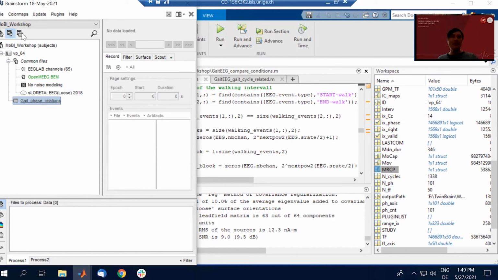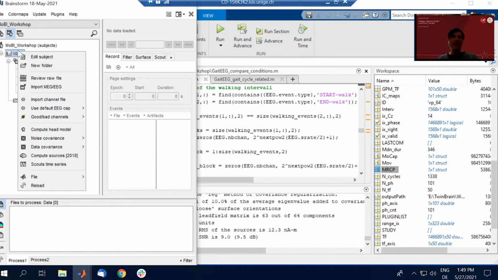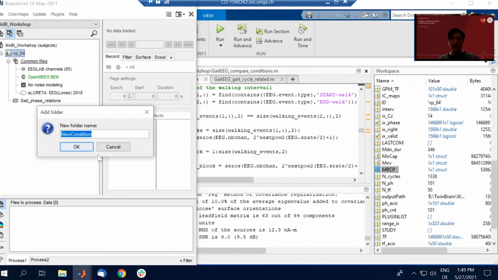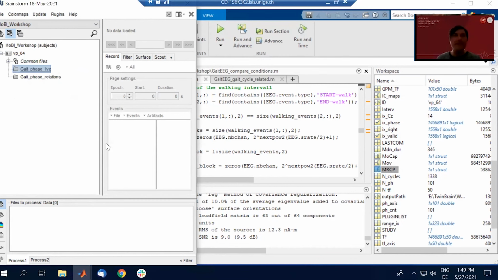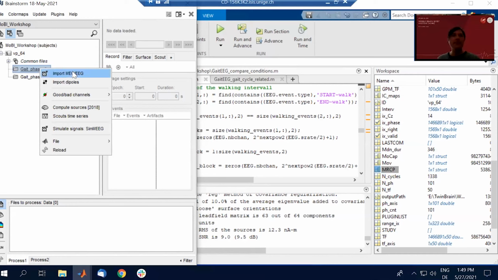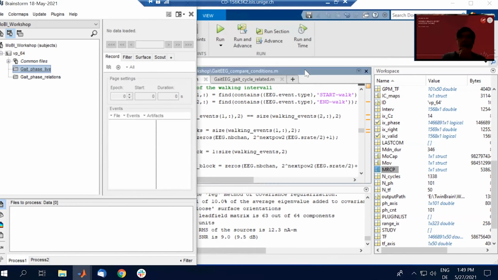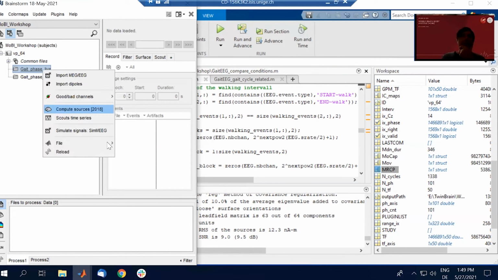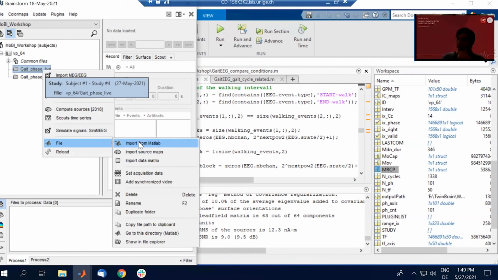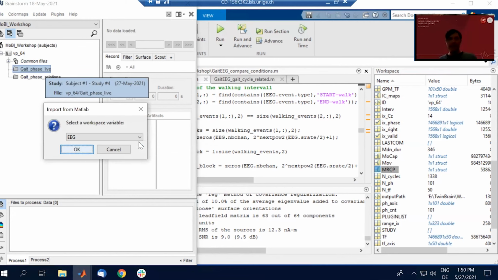We make a new folder for a condition, and that could be just called gait phase live in our case. It's just an empty folder. Now I can right click, import EEG, and import from MATLAB, because it's MATLAB variables I was writing.